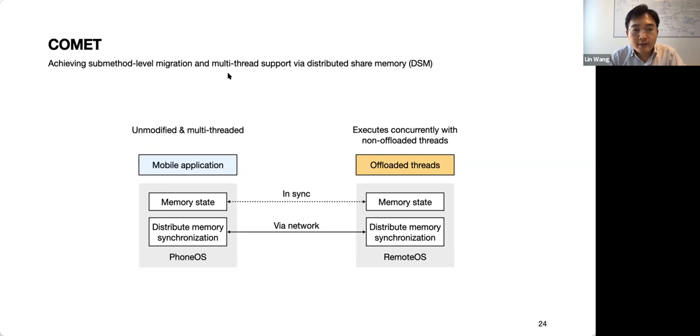It aims to achieve sub-method level migration and multi-thread support using distributed shared memory. The general architecture is like this. We have mobile devices, we have the operating system running on the mobile device, and on top of that we have applications. We introduce distributed memory synchronization here so that we can synchronize the memory state between the mobile device and the server, so that the applications can have a common memory space across the two and run multiple threads across the two sides.